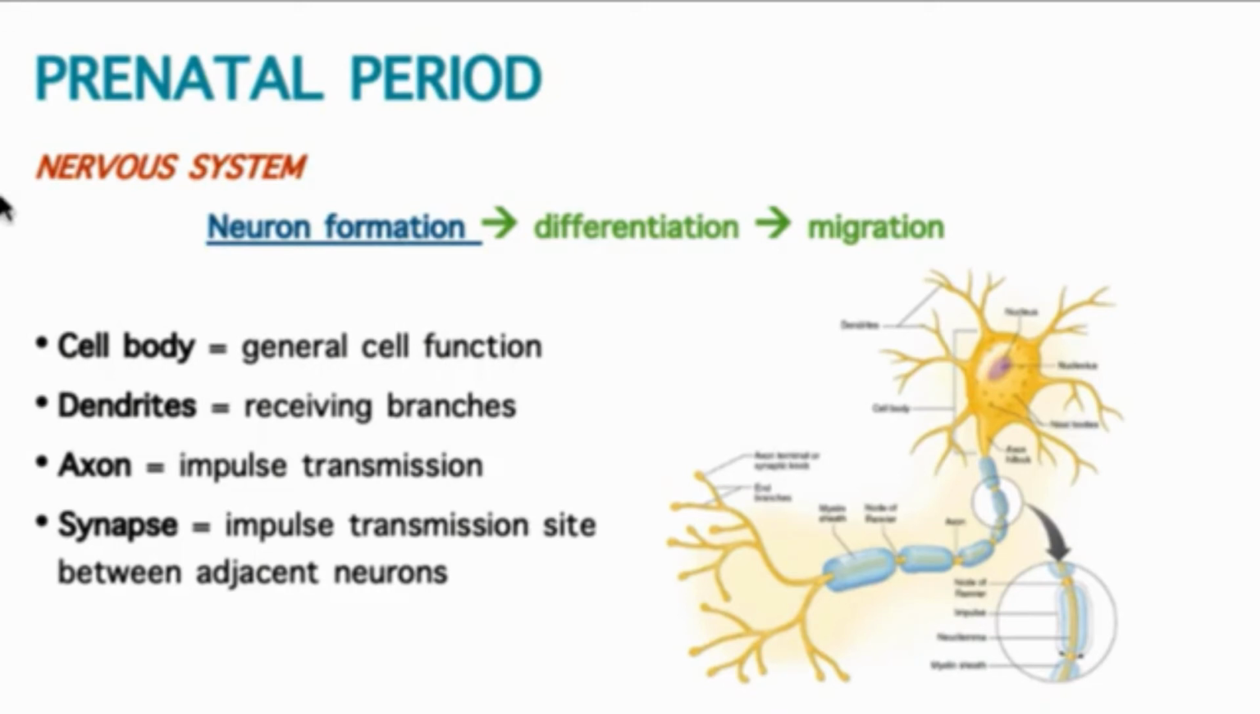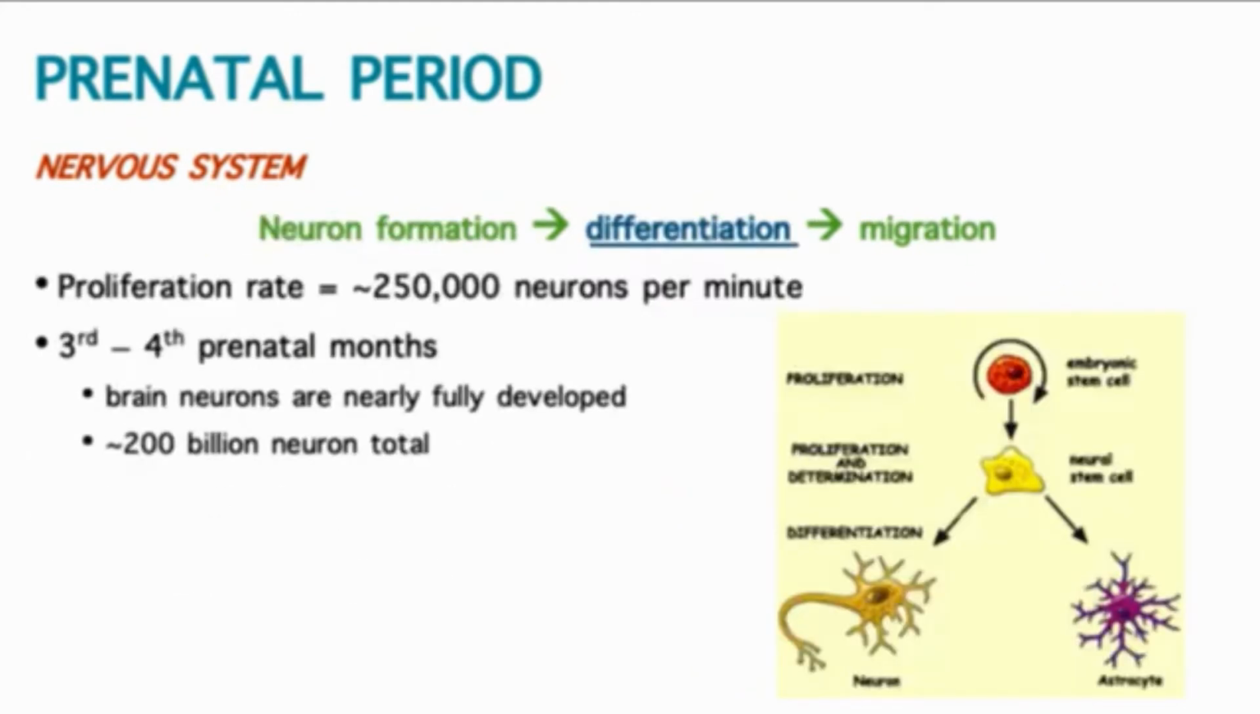Okay, so prenatal period starts with neuron formation, where we're just building these structures. The second phase is differentiation. So we start with some type of embryonic stem cell that becomes a neural stem cell, and then we have this proliferation period where we're just building a whole bunch of neural stem cells, and they just keep dividing and dividing and dividing and multiplying, actually at a rate of 250,000 neurons per minute. That's crazy.